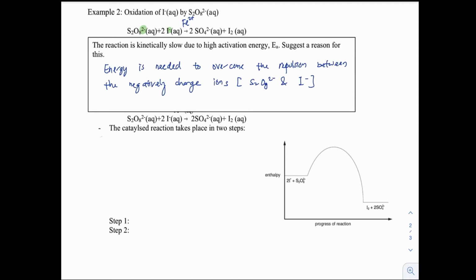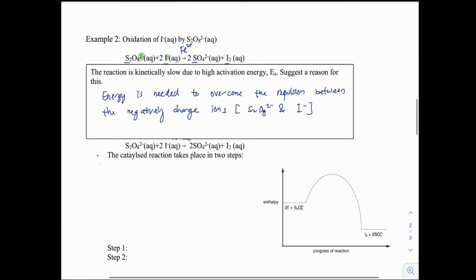Okay, now in order to build a two-step equation, first we'll need to know the oxidation number for the sulfur and also the iodine over here. Alright, let's take a look at the oxidation number.